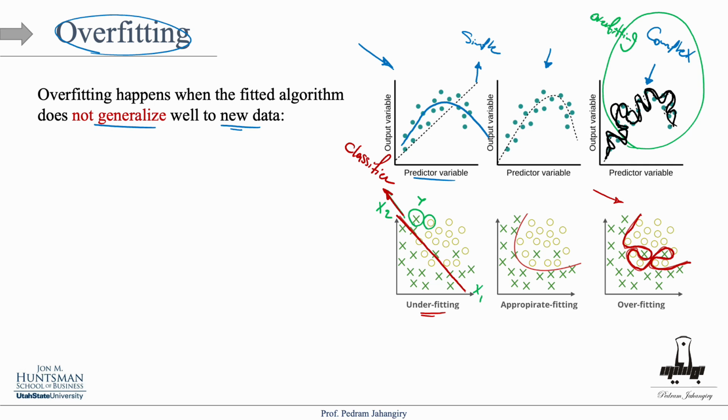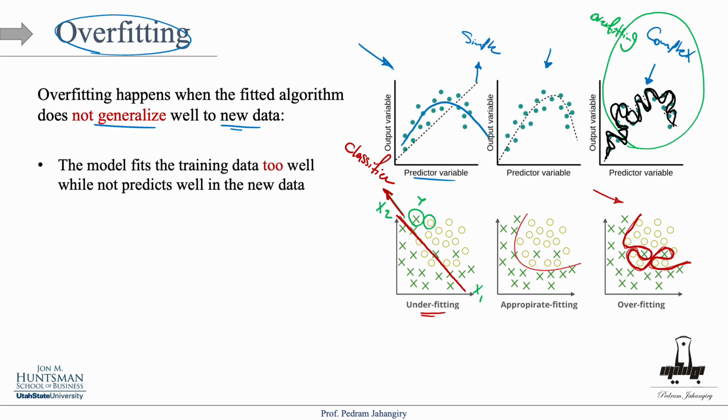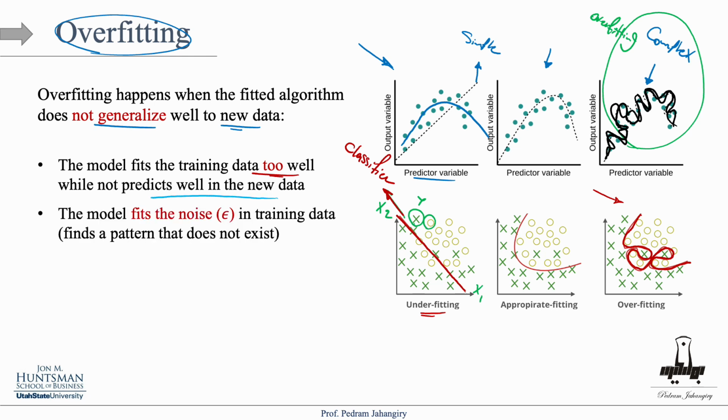So let's summarize all these things in bullet points. The model fits the training data too well when you're talking about the concepts of overfitting, and it's not predicting well on new data, right? Not surprisingly. We also say that the model fits the noise in the training data. It finds a pattern that does not exist. So for example, in this one, maybe this is not the pattern. The pattern is something as simple as this. And that complex model is capturing something which does not exist. It's basically capturing the noise instead of the pattern in the data.